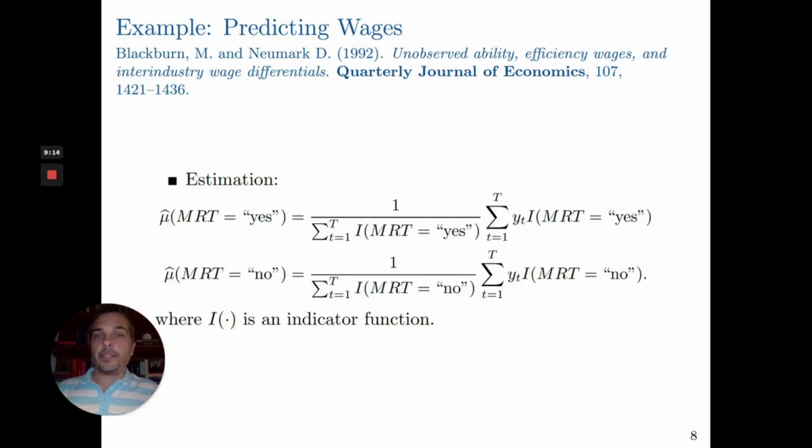How do we estimate that? In a very similar way. We take the sample average of the individuals that live in a metropolitan area, and we take the average of the individuals that do not live in the metropolitan area. So it's a very simple estimator. We just take 2 averages based on the observation of this binary variable MRT, because MRT can take only values 0 or 1, or yes or no. So it's a binary variable. So it's very easy to compute the conditional expectation.